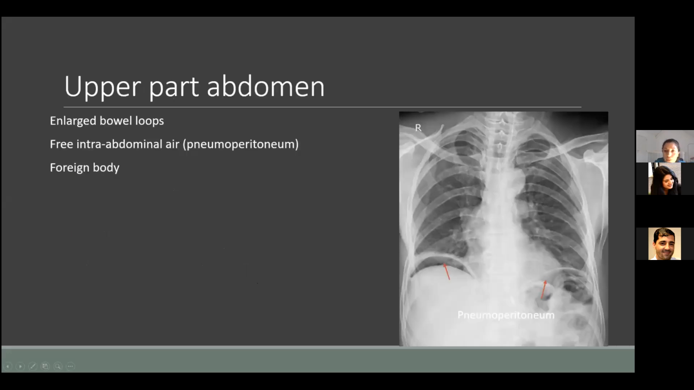Finally, in the last step, you should look at the upper part of the abdomen, for example, for enlarged bowels or free intra-abdominal air. Sometimes in postoperative patients, you might see a little bit of free intra-abdominal air, but obviously this amount of free intra-abdominal air is abnormal. It might be a sign of, for example, perforation of the bowels. Also look for foreign bodies.